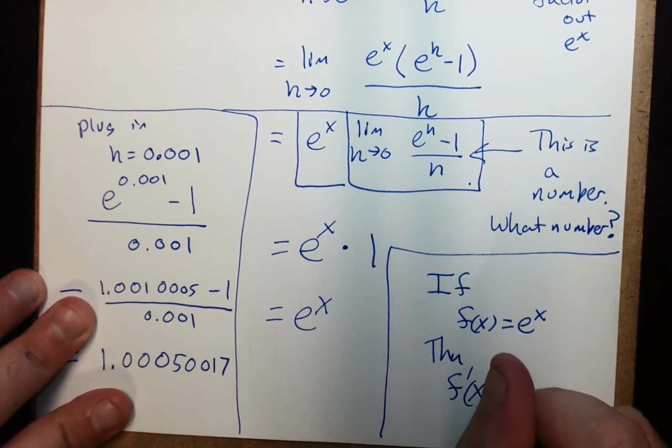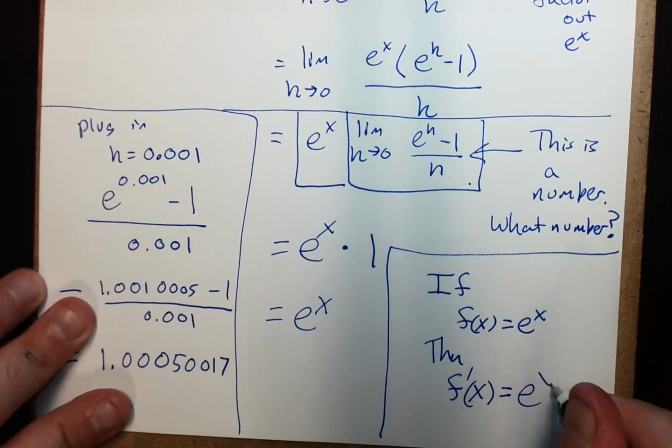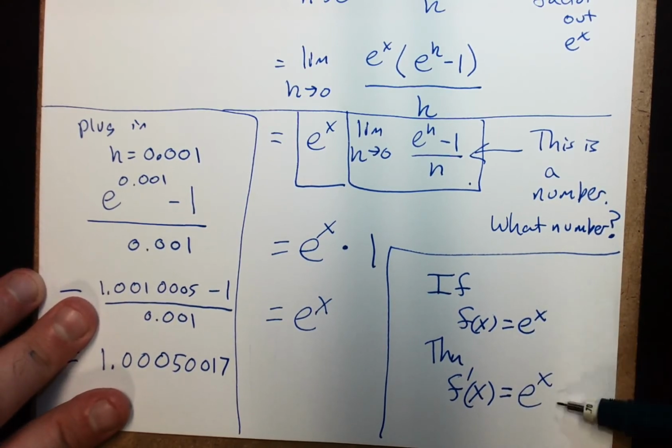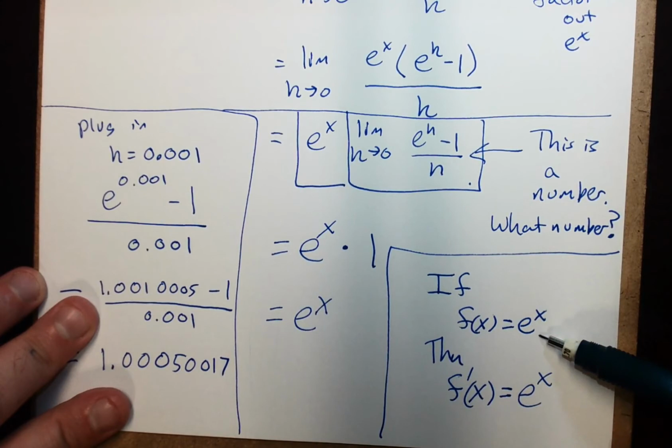And that's what it is. So this limit works out to 1, and you get e to the x. So what did we just discover here? We discovered this. If f of x equals e to the x, then f prime of x is what we just did, e to the x.